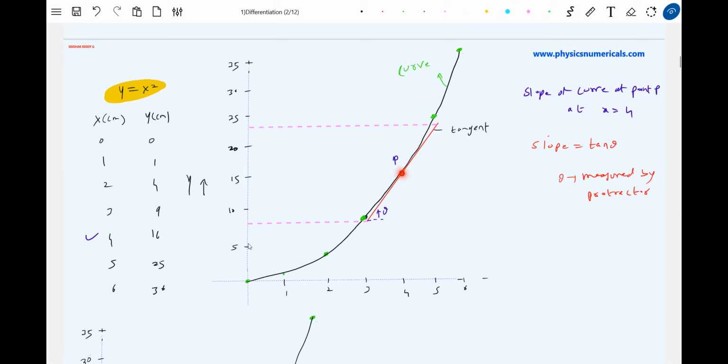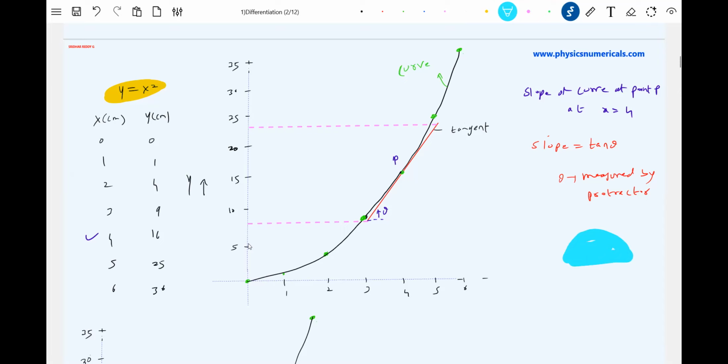That's all, no? Because what is the slope? How do we define it? Tan theta, and what is theta? The angle made by the tangent drawn at point P. We'll get the slope. And how do you measure theta? By protractor. Everyone knows the protractor by this time.